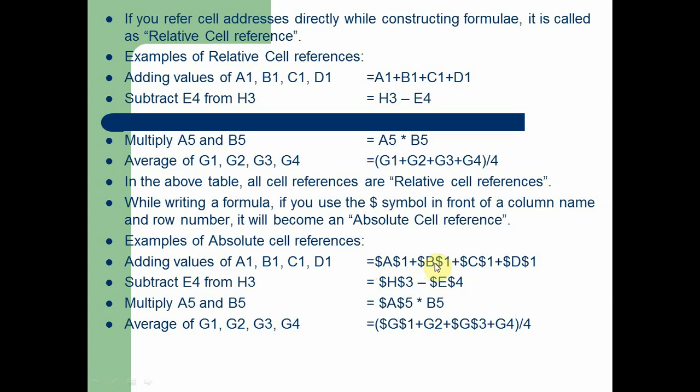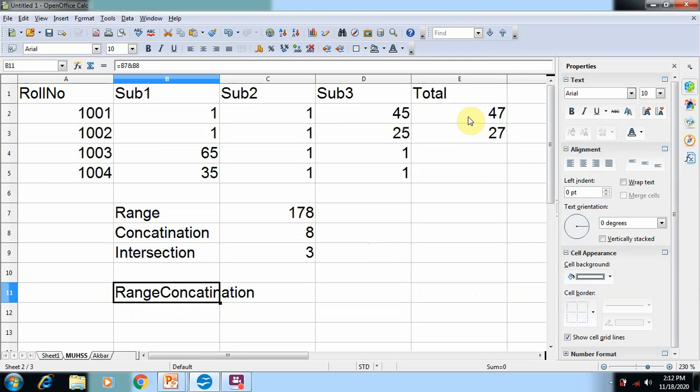So here you can see we cannot add B1 simply. You should add $B$1, and $C$1. That's why these formulas are called absolute. In the same way, if you want to subtract H3 minus E4, then you should write $H$3 minus $E$4. So what is the difference between relative and absolute cell reference? In absolute cell reference, we add the dollar symbol, whereas in relative reference we don't use the dollar symbol. Now we try to understand this.